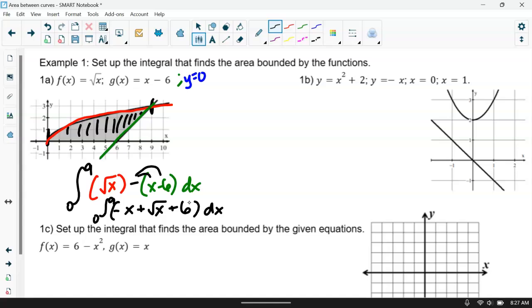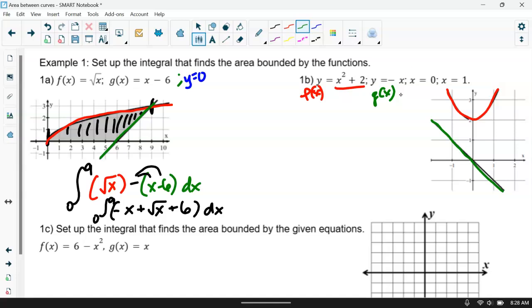Again, we've got y equal to x squared plus 2. Now notice we're just given y, but here's our x squared plus 2. Notice this is our top function, this is our f of x. Then we've got y is equal to negative x. Notice below, there's our g of x.